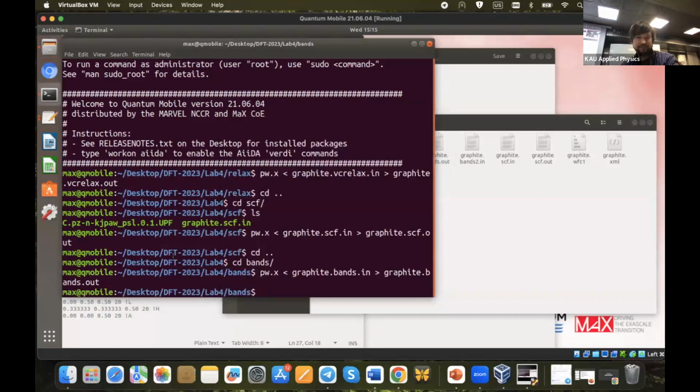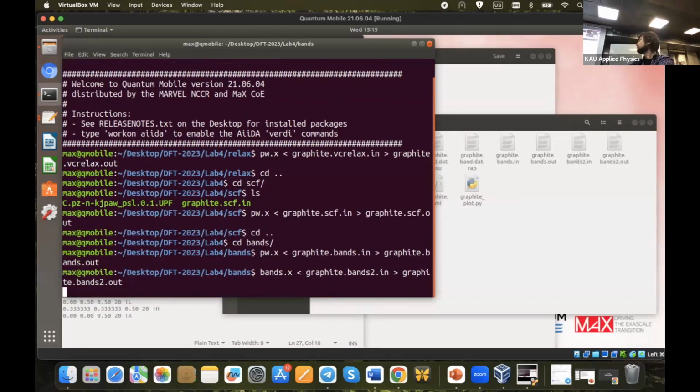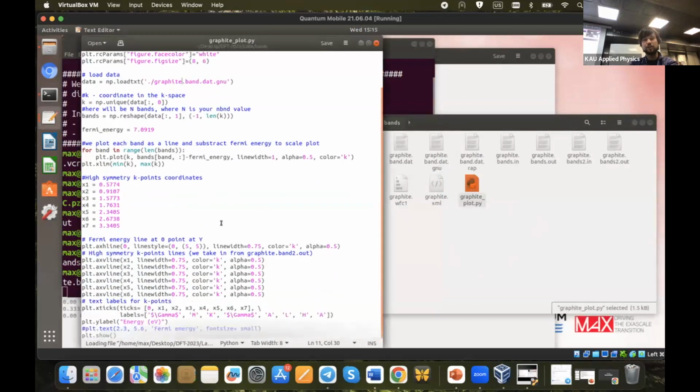It's finished. Then bands.x graphite. Yeah, graphite. Graphite bands 2, yeah. Graphite bands. Oh, now we are creating data for this plot, but I have already inserted it here in this plot. So the data.